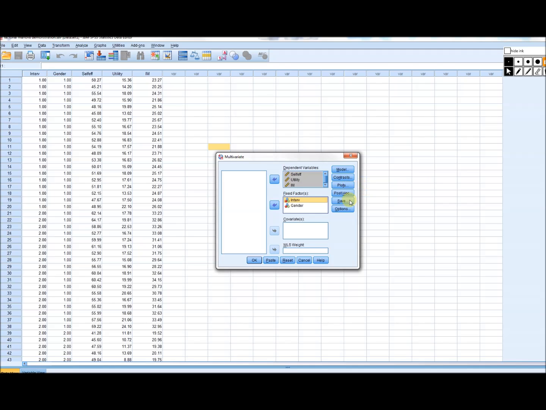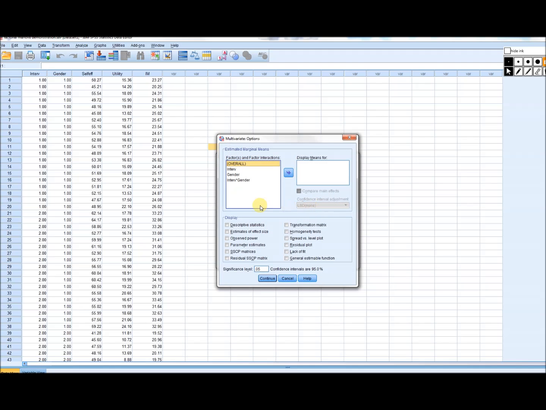So under options, we'll click on basically all of these and move these over to the display means box, because we want means for the different levels of intervention, the different levels of gender, and then also the interaction between the two. We can ask for descriptives, effect size, power, and homogeneity of covariances, an assumption which is also a requirement for the MANOVA.